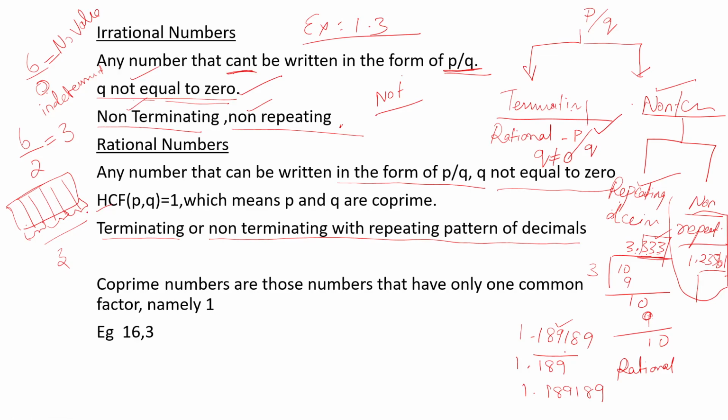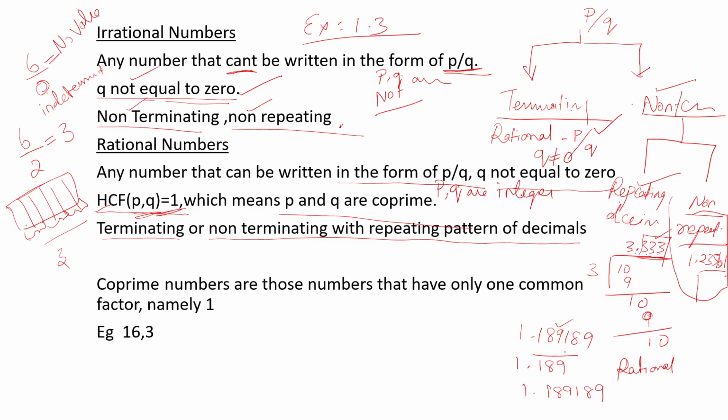So now what is this HCF of p and q is equal to 1? What are p and q? p and q are integers. Here we have to write that also. p and q are integers, both places here also. Now what is HCF of p and q equal to 1? That means p and q are co-prime. So in co-prime numbers we have the HCF as 1 only.